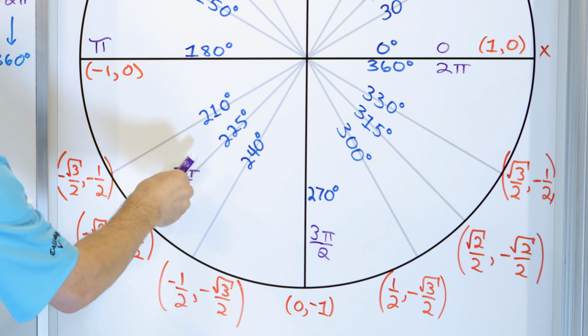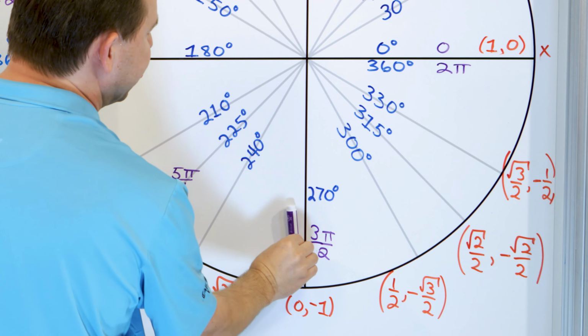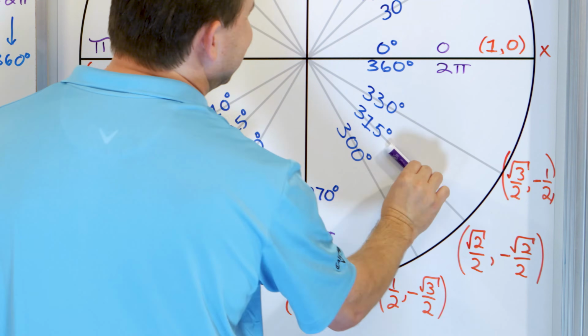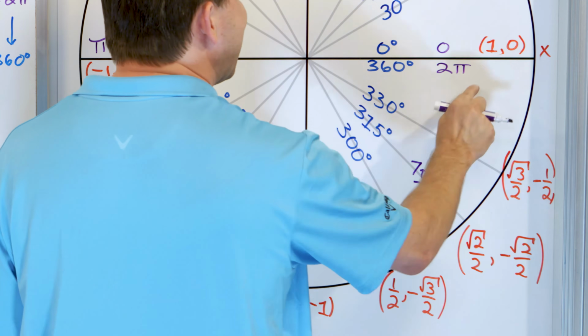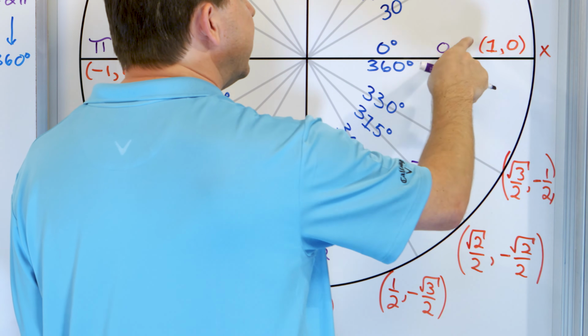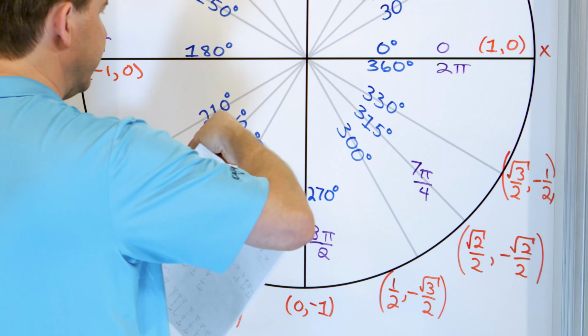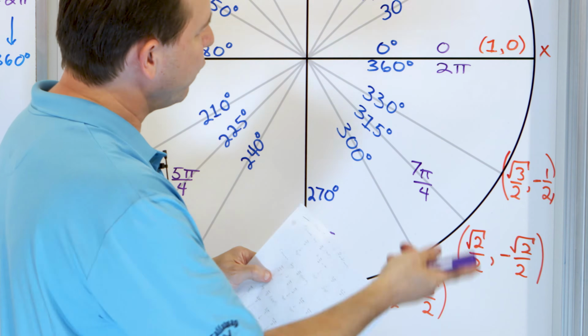I had written that down earlier. Then we have 6 pi over 4, but that reduces to 3 pi over 2. Then we have 7 pi over 4. That goes right here. That doesn't reduce. 7 pi over 4. Then we have 8 pi over 4. 8 divided by 4 is 2. So you get back to 2 pi there, back around one revolution.